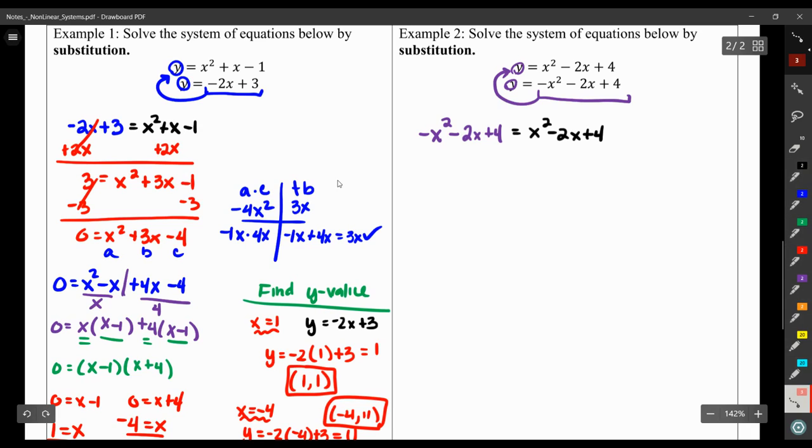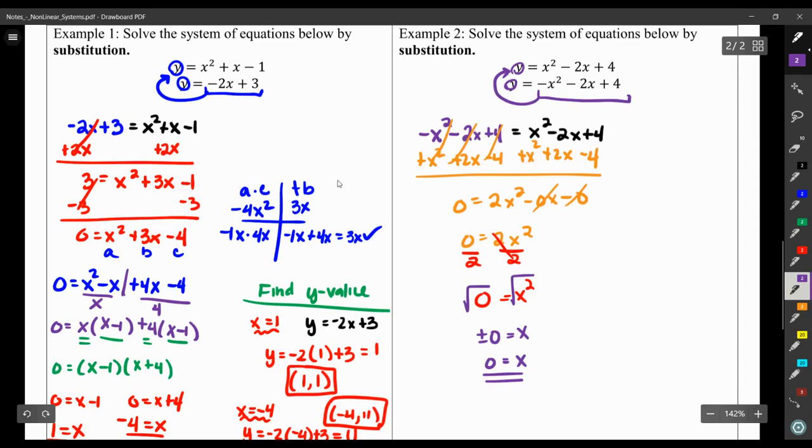So first thing we need to do is move everything to one side and then decide on using square roots, factoring, or the quadratic formula in order to find the values of x. Pause the video and try to find the values of x for this equation. And here's what you should have had for your solution.